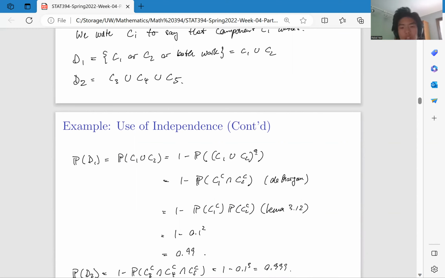So what this means is 1 minus probability of, because this is a set of C1 union with C2, if we take the complement of it, then 1 minus the probability of the complement is the probability of the original set, so they are equal. And we can use De Morgan's law to separate the terms out. So it's 1 minus P of C1 complement intersect with C2 complement.